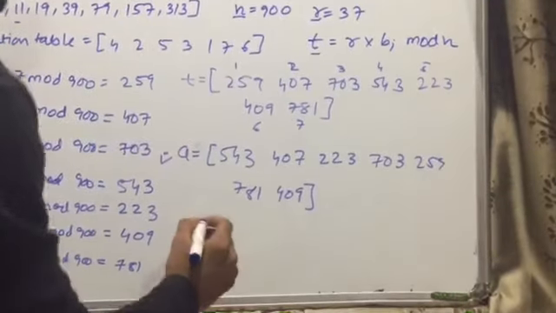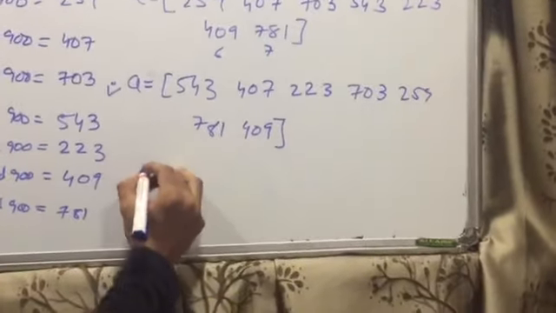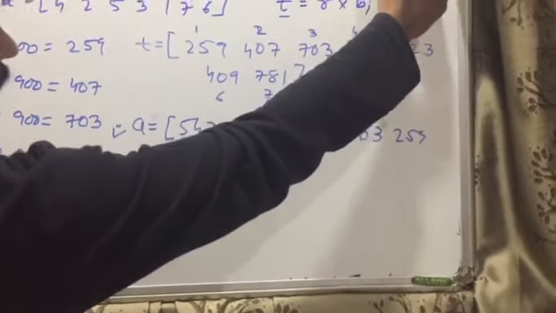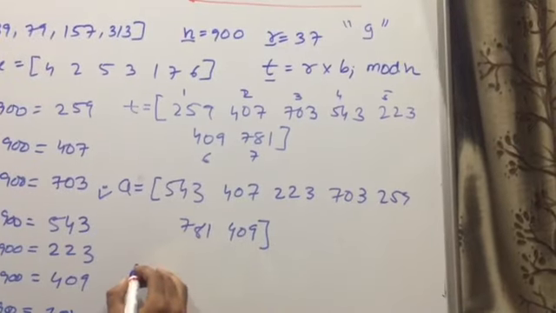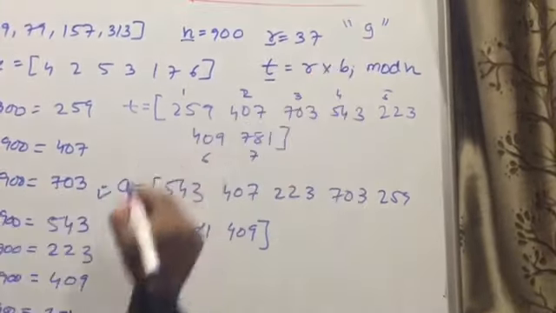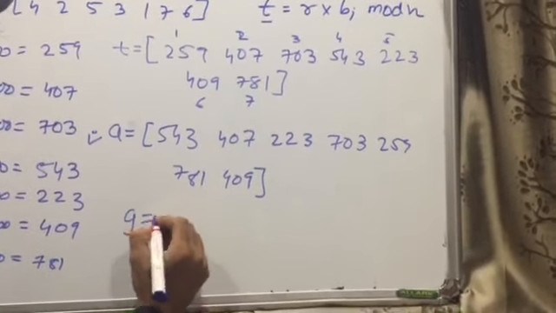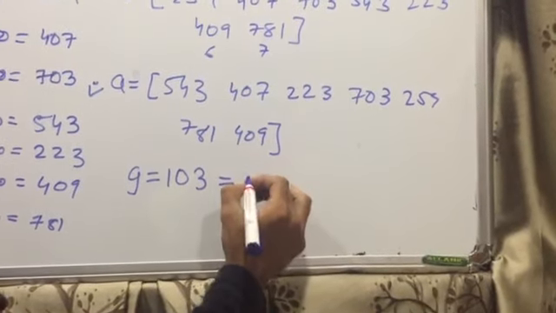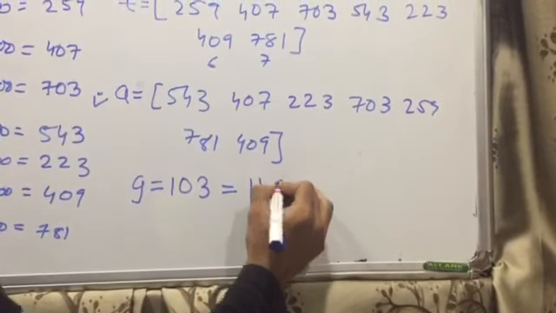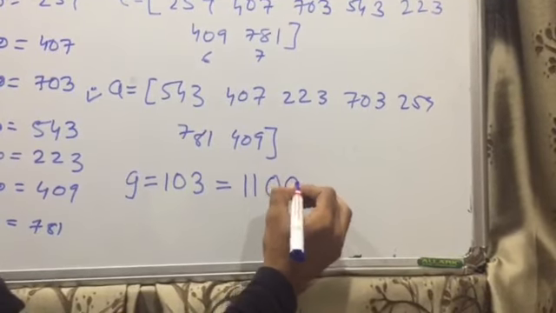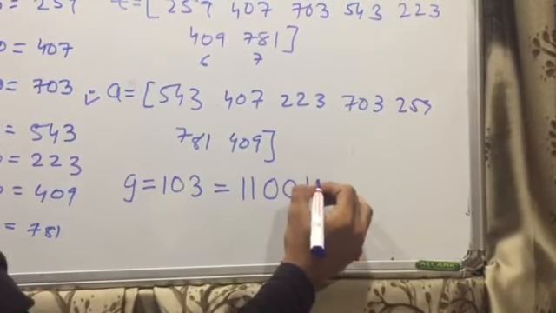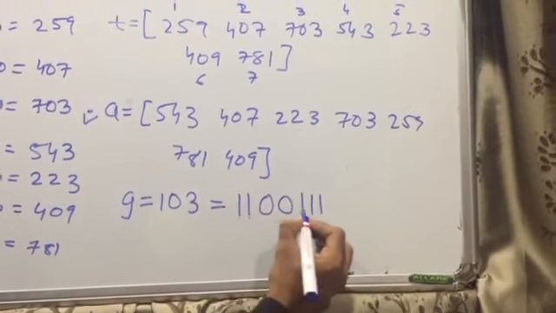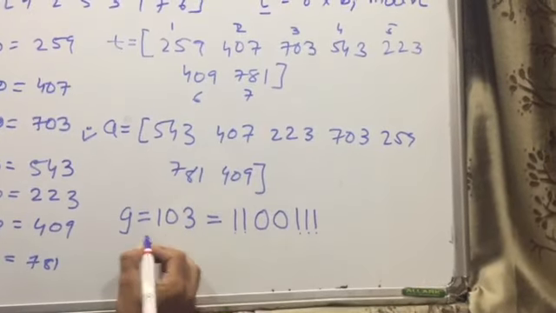You have to find the encryption and decryption of some value. So I'll be taking the value G over here. Now write the ASCII value of G. So the ASCII value of G is 103, and in binary form it will be 1100111. So as you can see, 64, 32, 4, 2, 1 is 103.